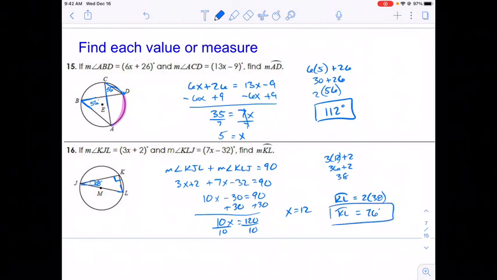All right, so remember, inscribed angles means the angle is on the circle, okay? In the next video, we're going to look at inscribed quadrilaterals.